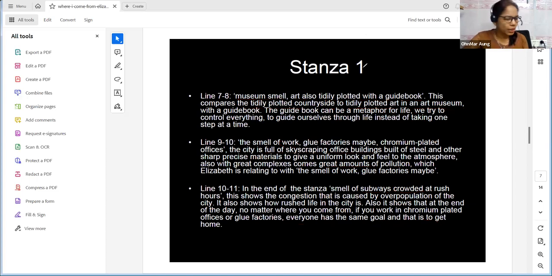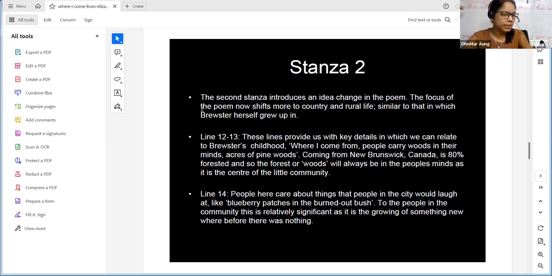So let's continue now. We have finished stanza one. In stanza one, you could learn the contrast between the city life and the countryside. Right. Okay. I'm just letting you analyze the words. Now we will go to stanza two.